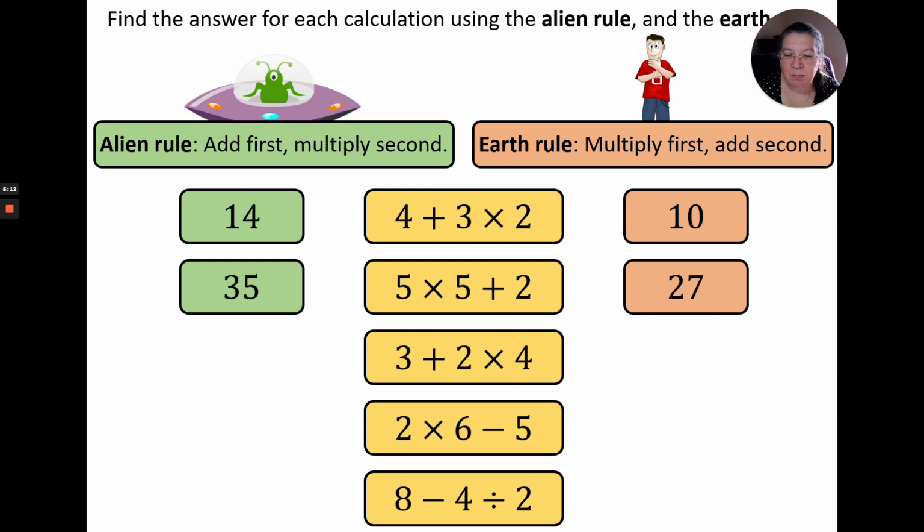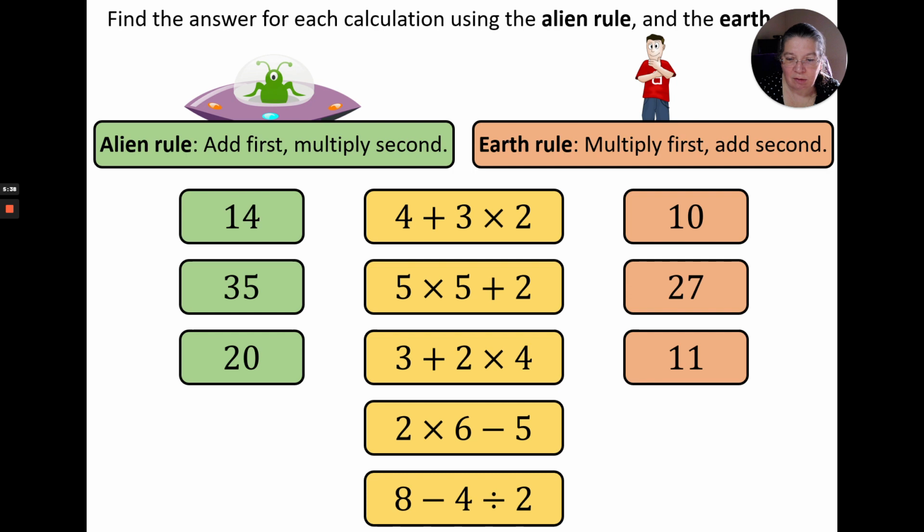Add first and multiply for the aliens. So 3 add 2 is 5. 5 times 4. Have you worked that out yet? 5 times 4 is 20. Let's try the Earth rule. Multiply and then add. So 2 times 4 is 8. So 3 plus 8 is 11. Again, very different answers.